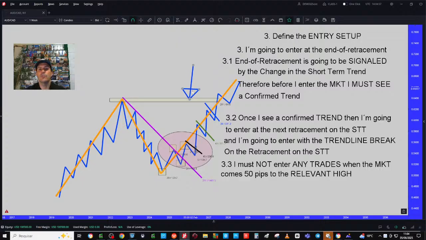There is no right or wrong. It's a variation of the strategy. I must not enter any trades when the market comes 50 pips, 10 pips, 100 pips. It's up to you, to the relevant high. Alright, there is no right or wrong anyway. If you like, take it.